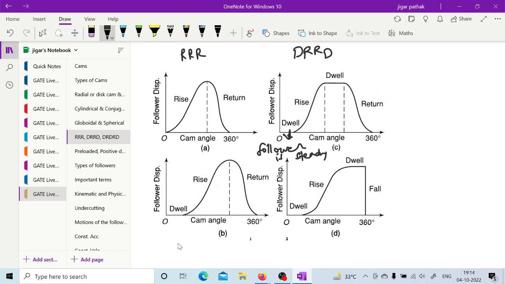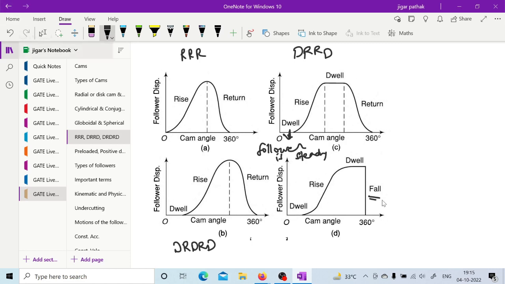And finally this DRD, right? So again dwell means the follower will be steady during that particular rotation of the cam. So dwell, rise, return and dwell, rise, return, again it will continue. It may happen that after this dwell, rise, dwell, there will be a fall instead of again dwell. There may be a sudden fall also. So that is the variation of this last one only, dwell, rise, dwell.